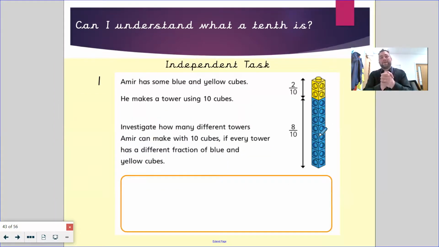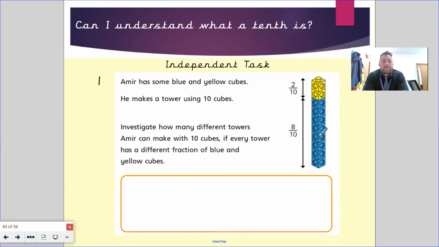Okay, so for your independent tasks for today. Now, if you've got access to cubes, if you're in school, use them. If you don't have access to cubes, maybe use some Lego bricks or objects that you can see around the house, preferably of the same size, to get you to understand tenths. And try to make them different colors if you can. If not, it's not to worry. You can use this picture to help you.